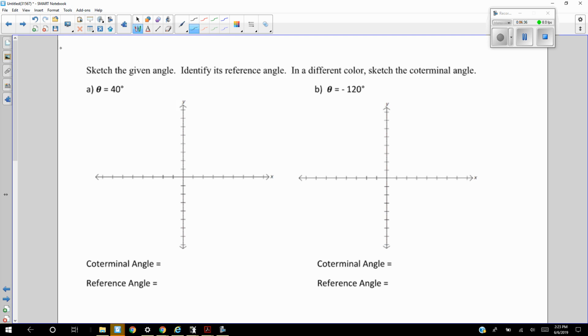So let's do two more here in the back page. We've already talked about coterminal angles, so I'm going to mark that part out of the directions here. We're going to sketch the given angle and then identify the reference angle for each one of these problems. So start by sketching 40 degrees. That's going to be in quadrant number 1, and it's almost halfway through quadrant number 1.